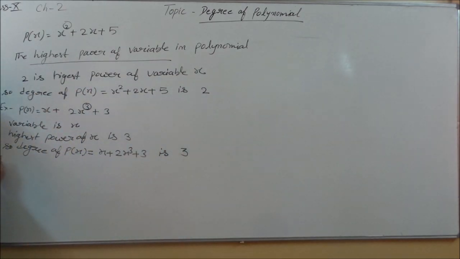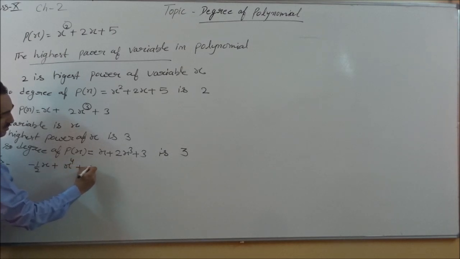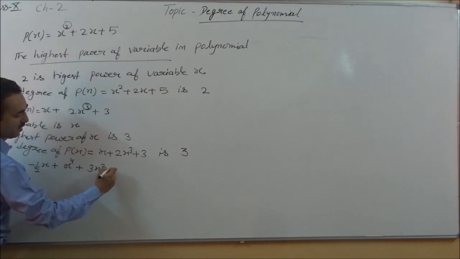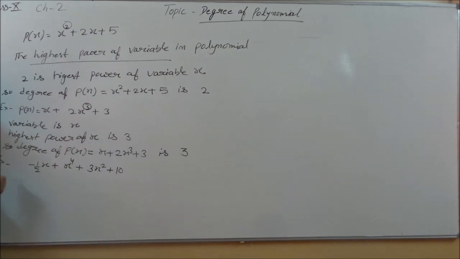Now let's see another example: minus 1/2 x + x⁴ + 3x² + 10. What is the degree of this polynomial? The highest power of the variable is 4. So here the degree of p(x) is 4.